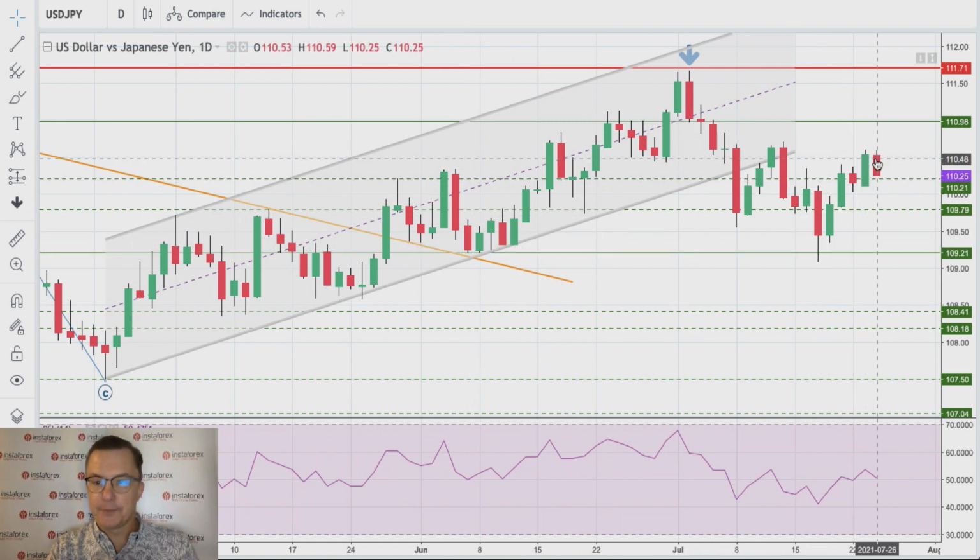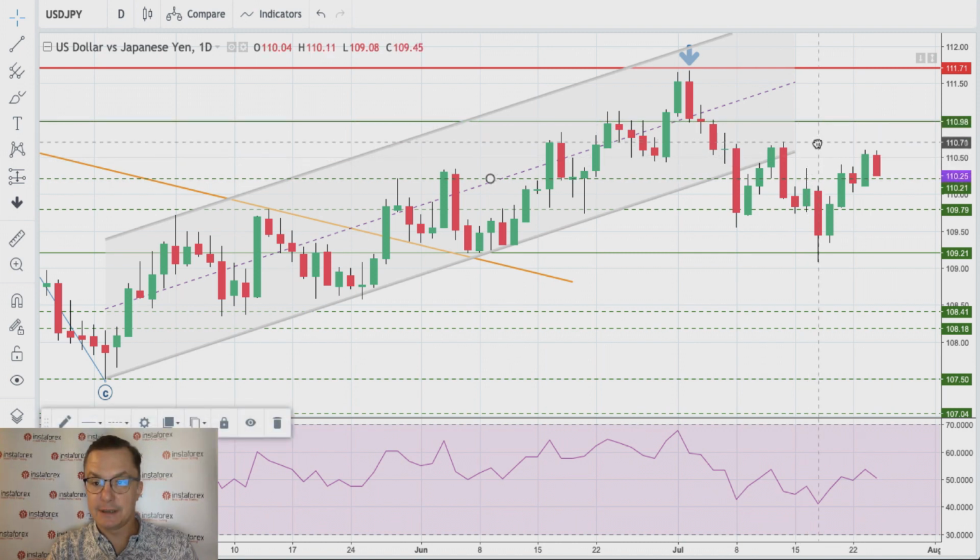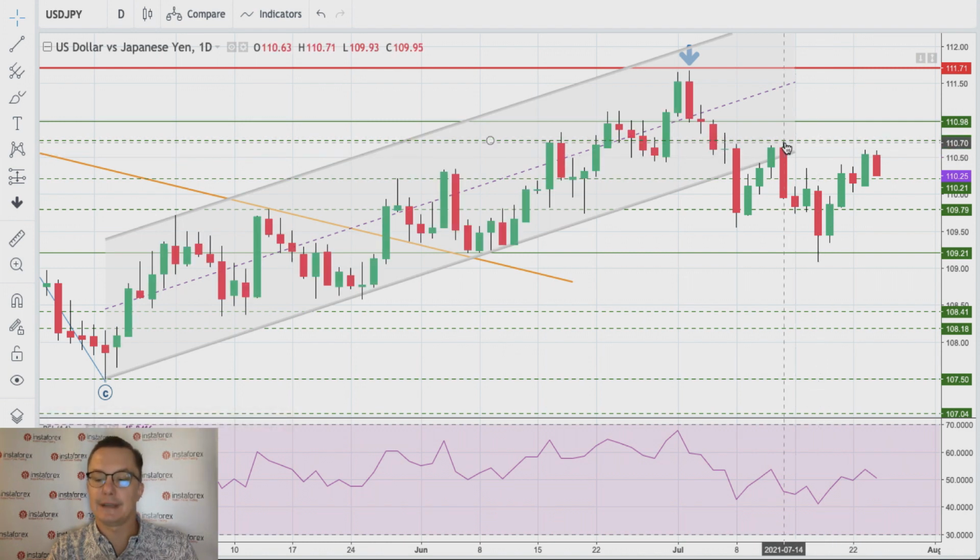We have a slight bounce. As you can see, we are trying to bounce towards these highs here, and let me just move this line around the level of 110.71. Those are the highs from the 14th of July. So far, a kind of nice bounce from the level of 40 on the RSI.